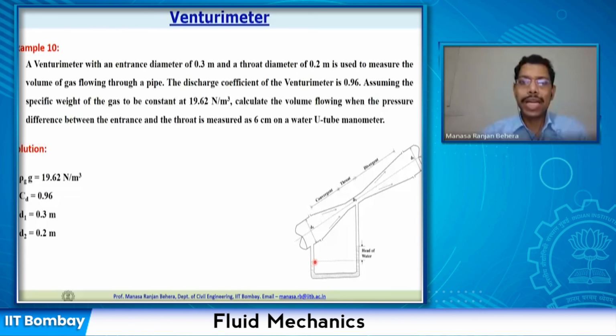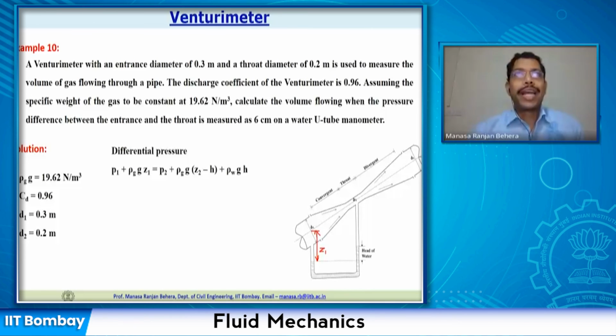So now let us say this point, I will equate all the pressures that are acting. I can write down P1, the pressure here at point 1, let us say at the center line, plus rho g Z1, let us say the distance from here to here is Z1. So I can write down P1 plus rho g Z1, alright.